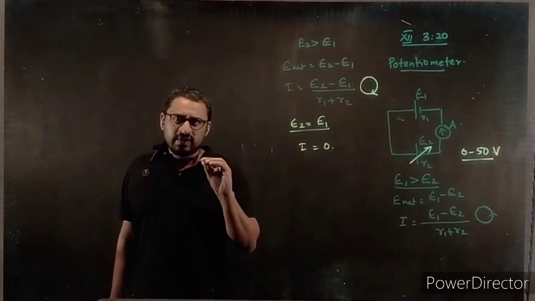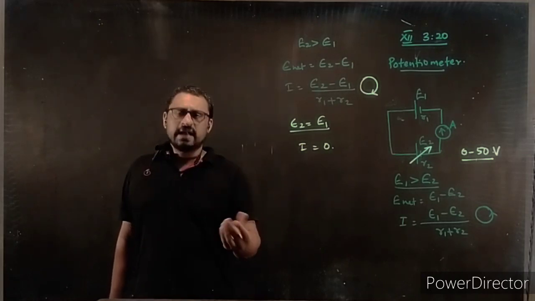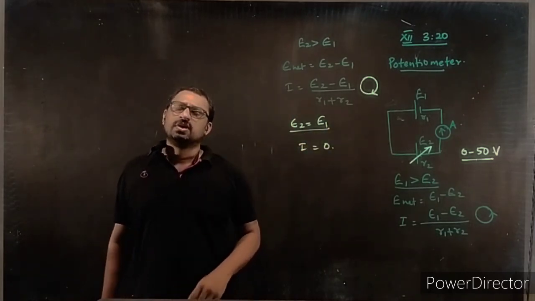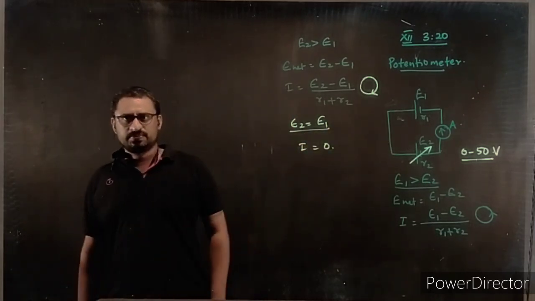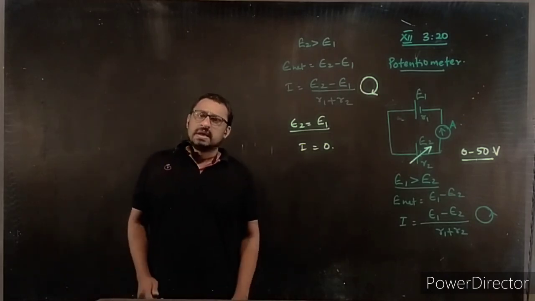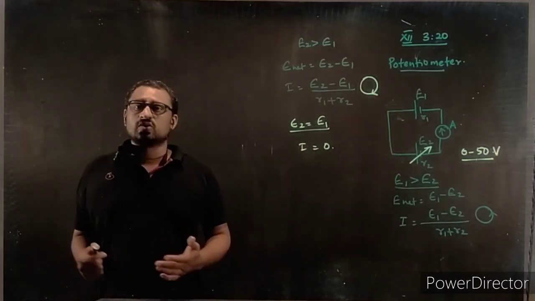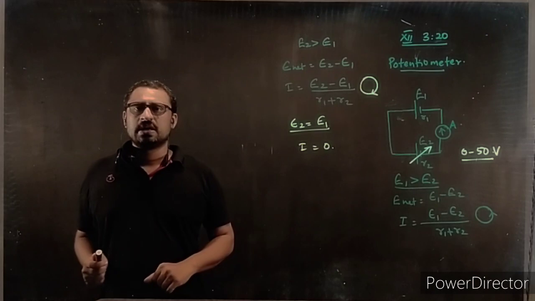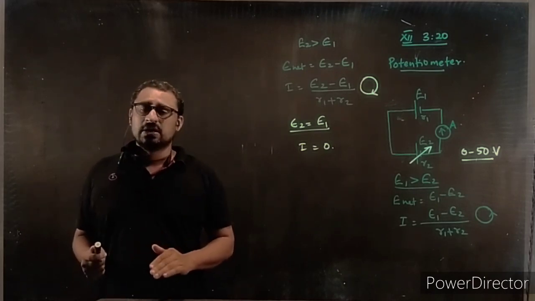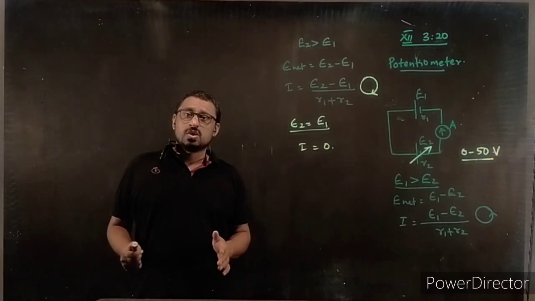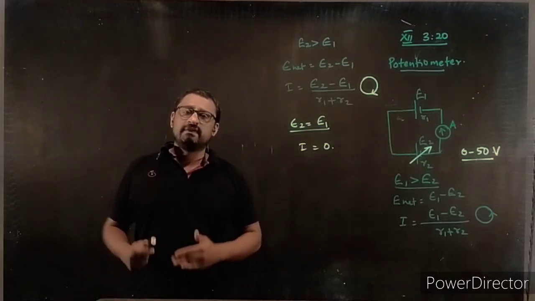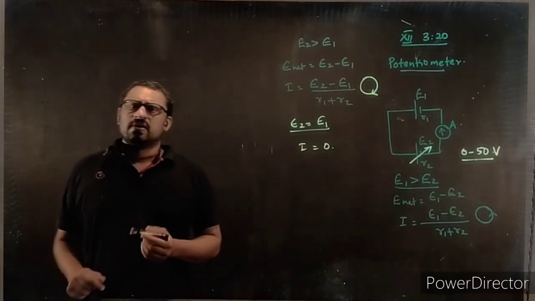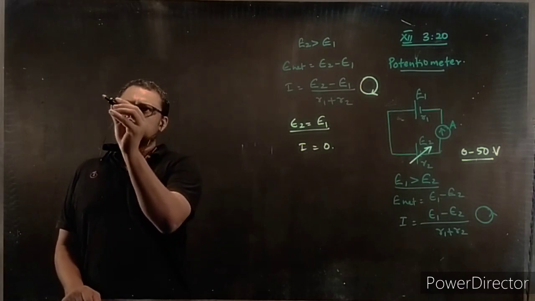If you can vary the value of an EMF and the varied value can be measured using this connection, you can measure the value of an unknown EMF. That's all. And how can you create a source whose value can be varied and the varied value can be measured? That's our next question. How can we construct a cell, or a source, whose EMF value can be varied and measured? That's our motive.